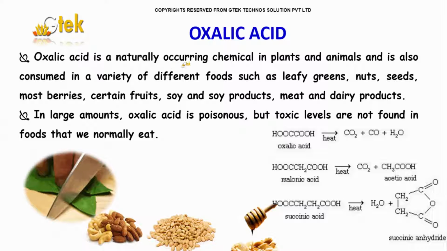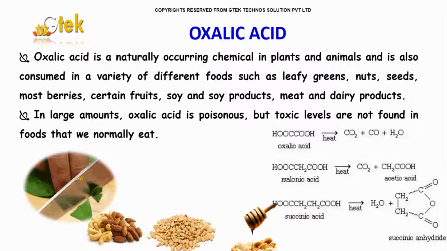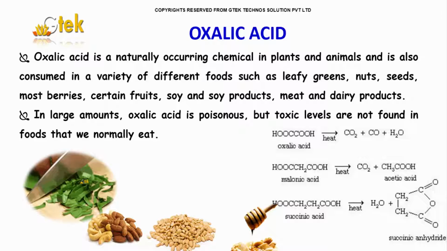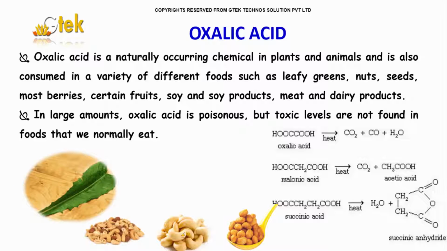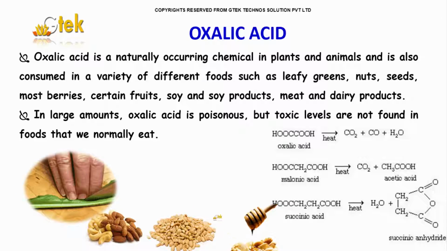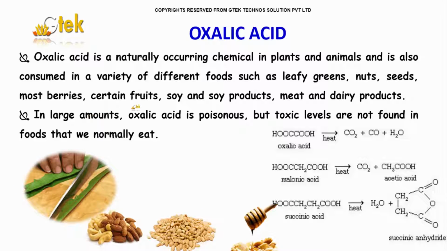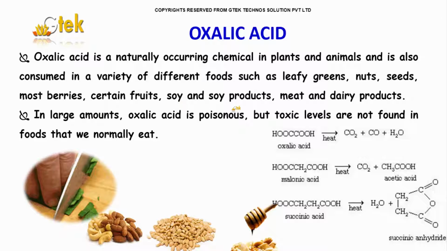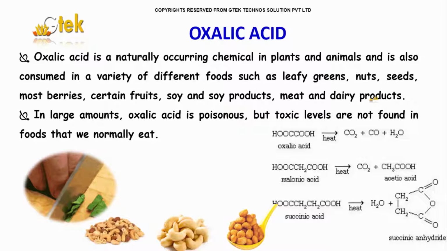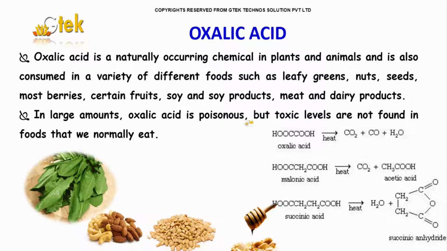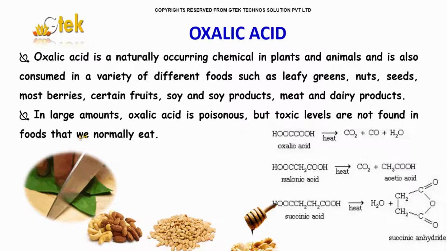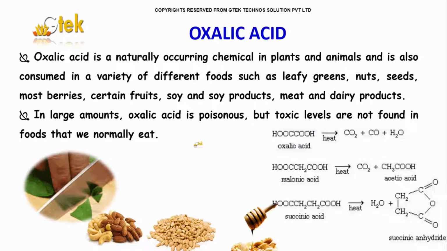Oxalic acid is a naturally occurring chemical in plants and animals, and is also consumed in a variety of different foods such as leafy greens, nuts, seeds, most berries, certain fruits, soy and soy products, meat and dairy products. In large amounts, oxalic acid is poisonous, but toxic levels are not found in foods that we normally eat.